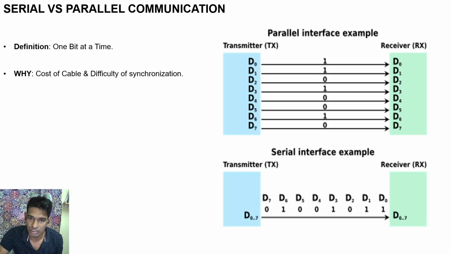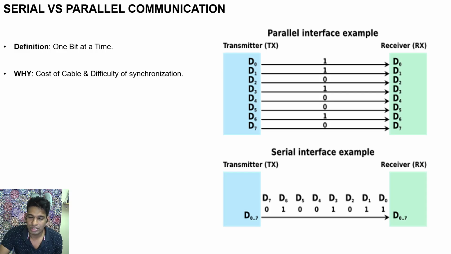For example, in this figure, you can see you're sending 8 bits from 0 to 7 at once to the receiver. So you are using 8 physically separate channels to send the data across, and all the 8 bits are getting transferred at once. Whereas in a serial interface, you're sending it one by one. You're first sending the 0th bit, followed by the first bit, and sequentially you're sending all 8 bits.